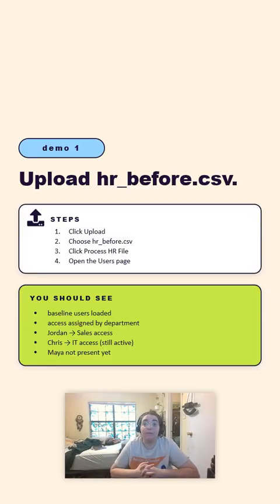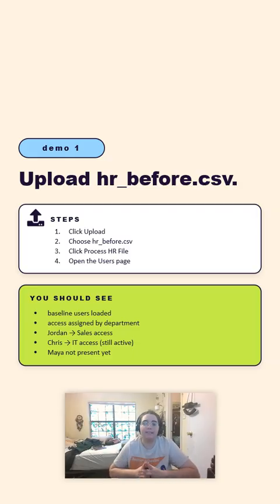So, time for our fun part here, right? With your dashboard open in the browser, click Upload in the top navigation bar. On the Upload page, click Choose File, then go into the LabKit folder. What you're going to do is go to Open Data, then Simple HR Files, and then click HR Before. Once that file is selected, click Process, okay?